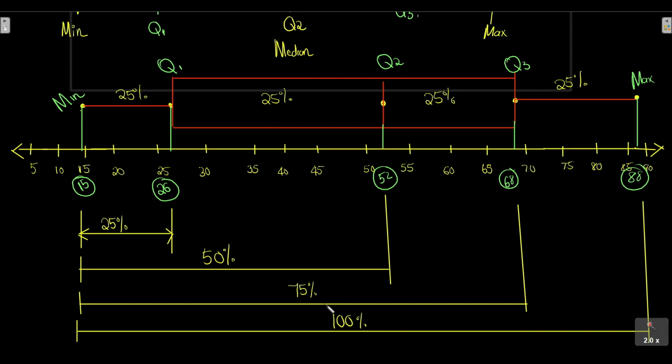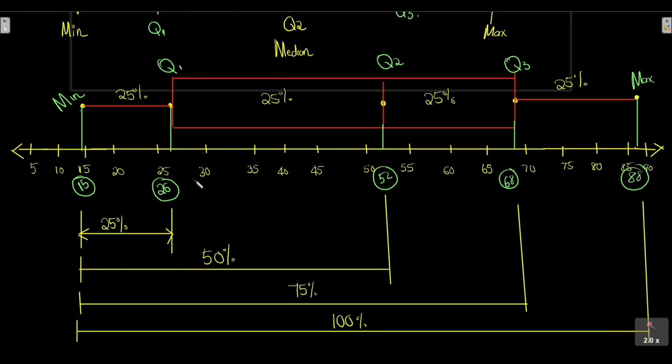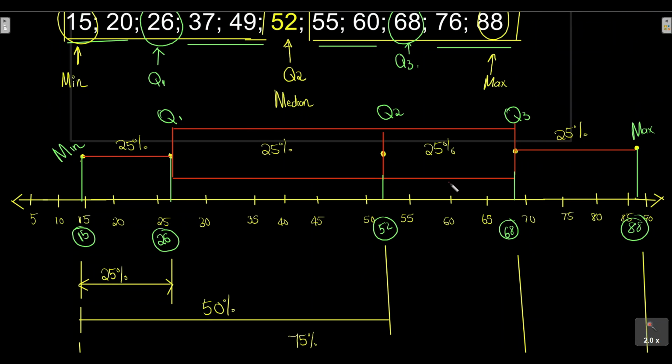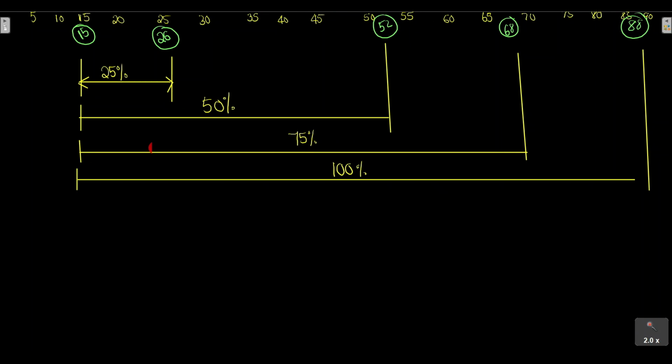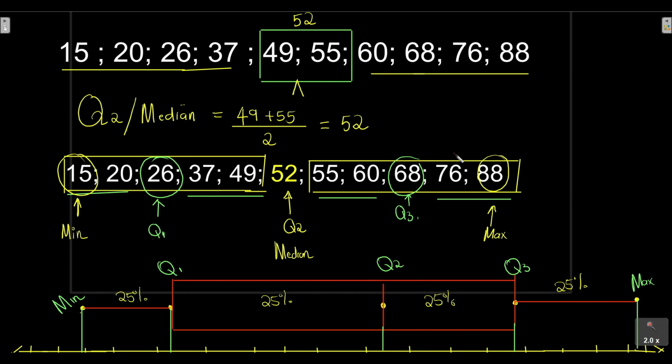So we can also say that your box and whisker diagram shows percentiles. From your minimum to your Q1 is your 25th percentile, your Q2 is your 50th percentile, and your Q3 is your 75th percentile. So your box and whisker diagram represents your 5-number summary, and yes, it represents your percentiles as well.